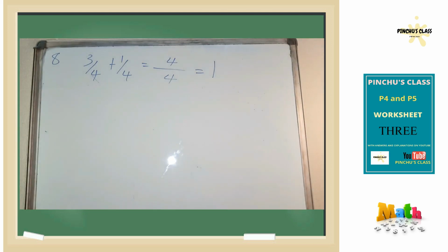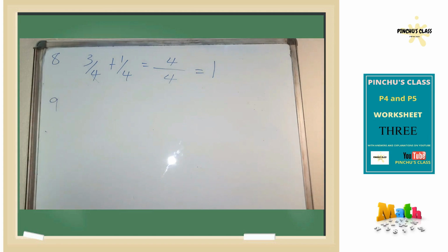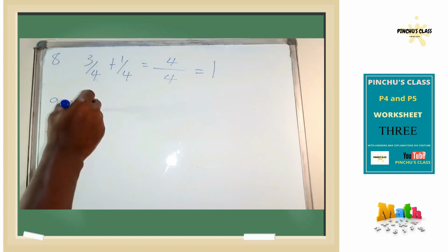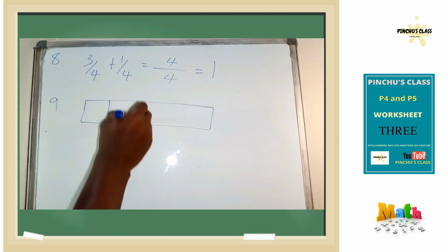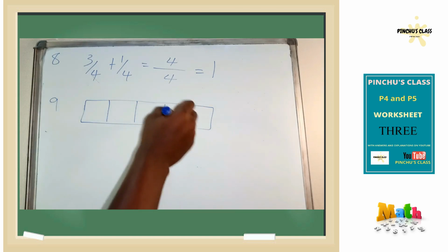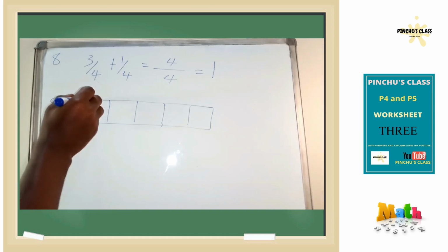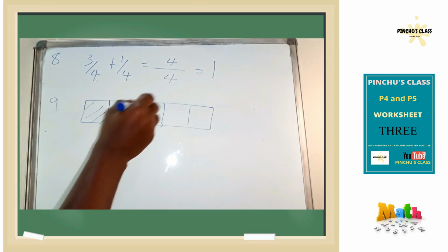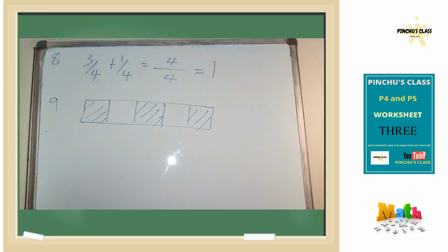Then number 9. We have that figure, and they have told us to shade 3 out of 5 in the diagram. So we have 1, 2, 3, 4, 5. So we have to shade 3 out of 5. So I'm going to shade 1, 2, and then 3, and that's the answer.